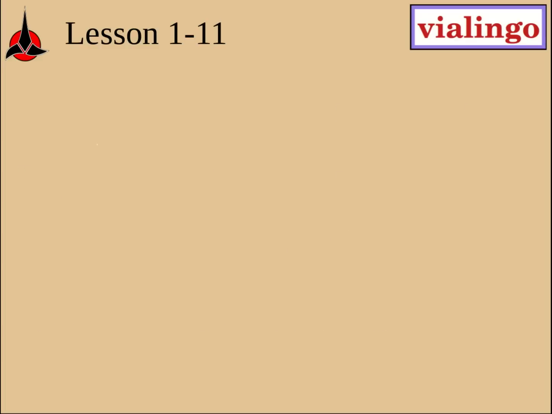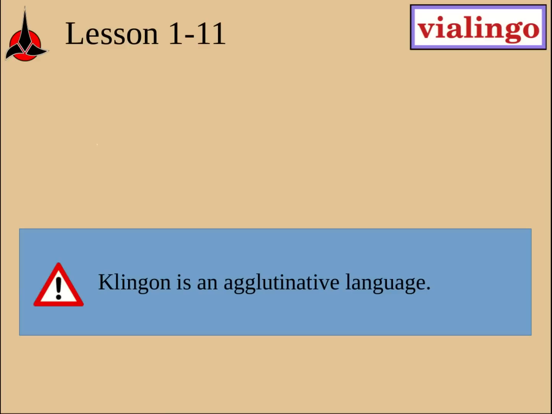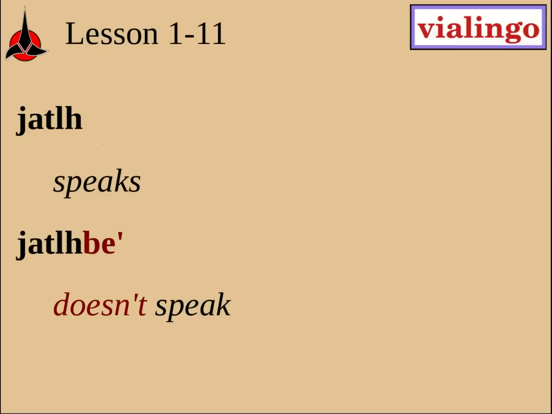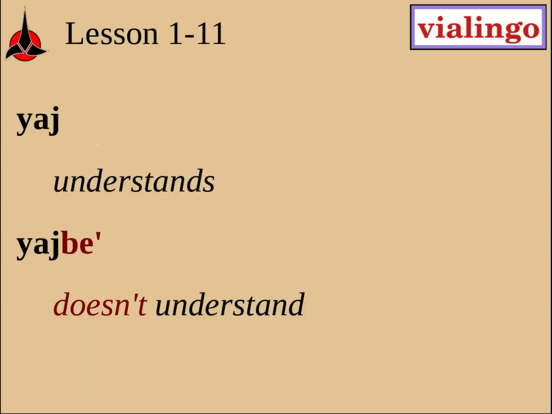Klingon is a language which likes to make a new word by adding something to an existing one. Linguists say that Klingon is an agglutinative language. Something that is added to the end of a word is called a suffix. There are many suffixes in Klingon. The first suffix we'll learn is be, which means don't or doesn't. When you add be to a word, the meaning of the word changes. For example, speaks is jatlh, doesn't speak is jatlhbe. Understands is yaj, doesn't understand is yajbe.